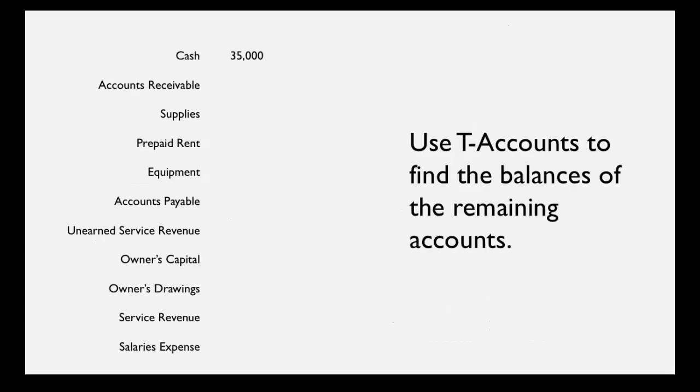So we have a long list of accounts here, right? We have accounts receivable, supplies, prepaid rent, equipment. I'm going to give you guys a little bit to write down all of these account names, and then we will go back and look at all of our journal entries, and you can work through and figure out all of the balances in these accounts. So we have accounts receivable, supplies, prepaid rent, equipment, accounts payable, unearned service revenue, owner's capital, service revenue, and salaries expense.